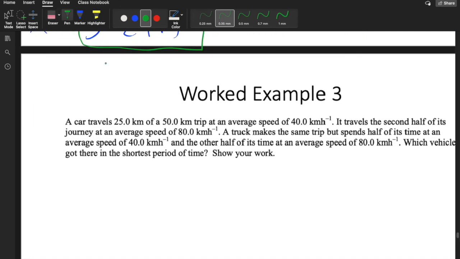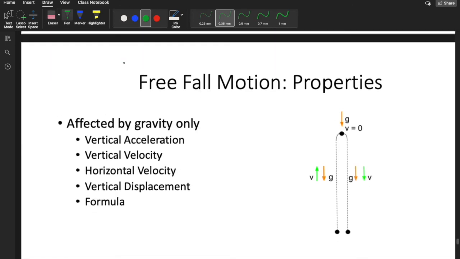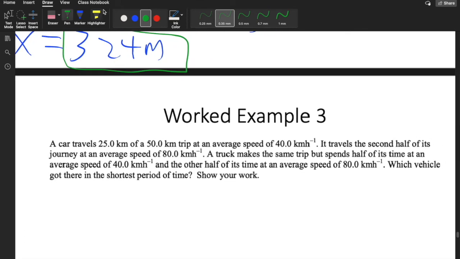Let's do one more example here. Actually, yeah, it's one more. And then we are going to talk about free fall motion.